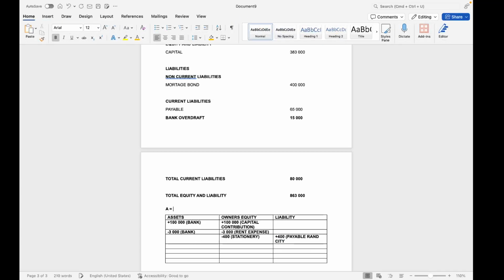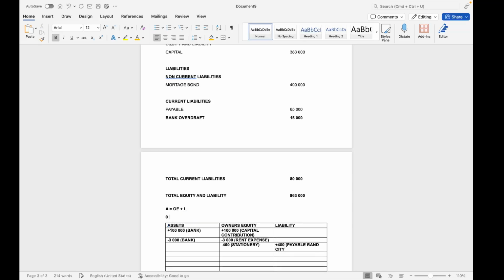Because for every transaction you do, guys, our accounting equation must always be like this: assets equals owner's equity plus liability. So with this transaction our assets are zero, our owner's equity is minus 400 and our liability is plus 400, which gives us zero. So it's going to be equal. Sorry, guys.